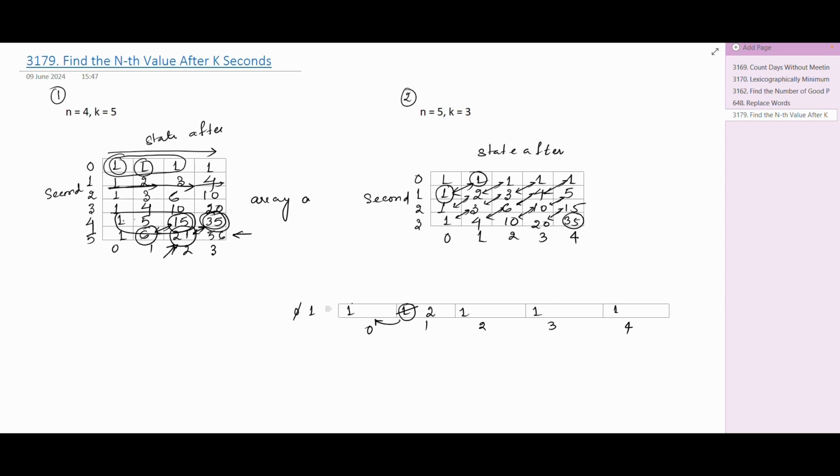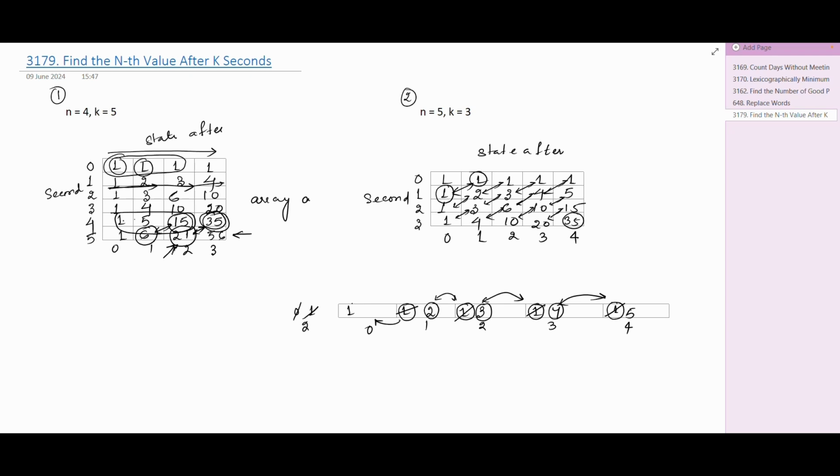Similarly, at index 2, I can see this is the value of the previous level or after 0th second, and this is the value after first second. So I just need to add these two values. So after first second at index 2, the value will be 2 plus 1, that is 3. Similarly, after first second at index 3, this is the value after 0th second, and this is the value at the previous index after first second. So I just need to add these two values, that is 3 plus 1, it will be 4. Similarly, at index 4, this is the value at index 3 after first second, so I just need to add these two values, that is 4 plus 1, that is 5.